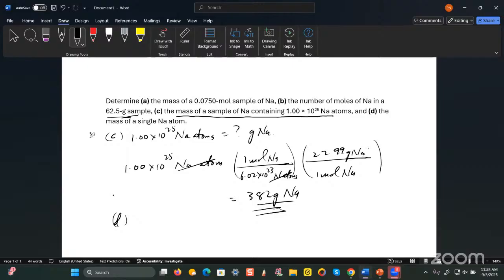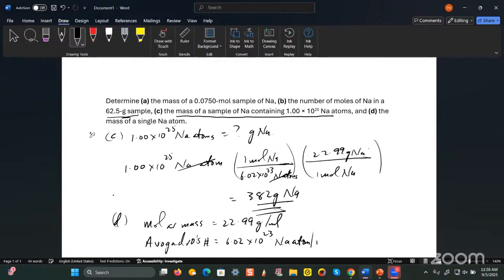Well, there are a couple of things that you have to consider when doing this problem, right? The first thing we need is the molar mass, which is equal to 22.99 grams per mole. The other thing that we need to remember is Avogadro's number, which is equal to 6.02 times 10 to the 23 sodium atoms per mole, right?